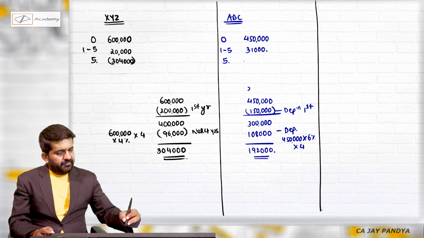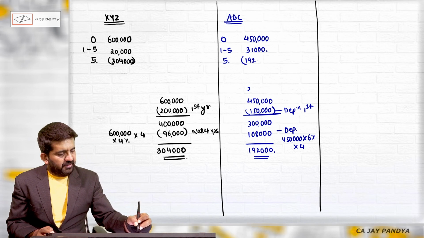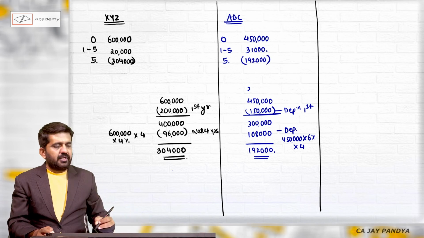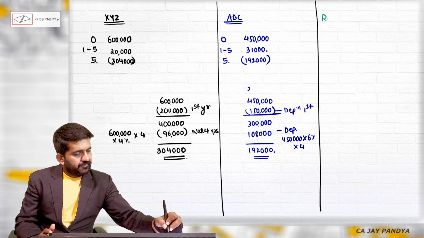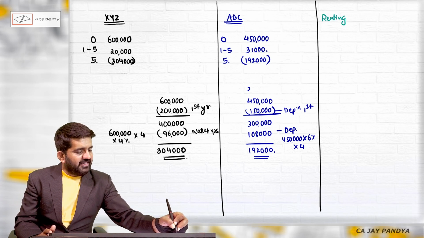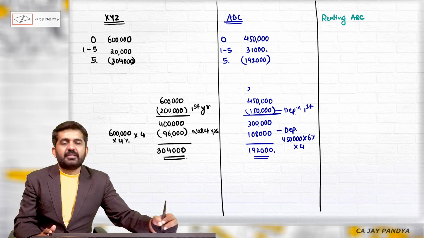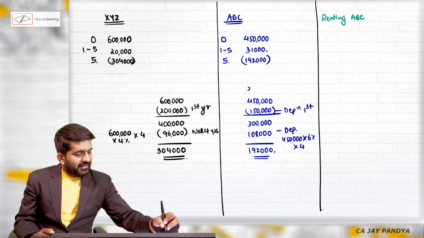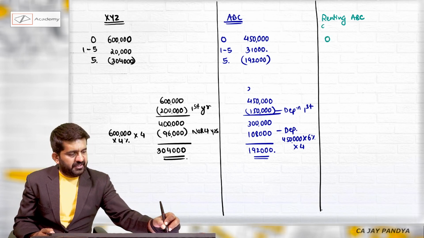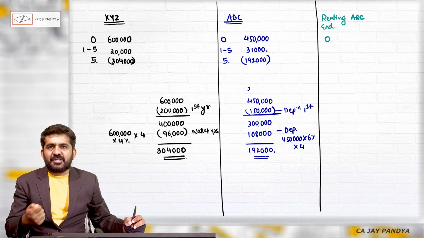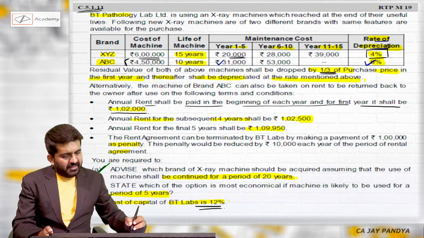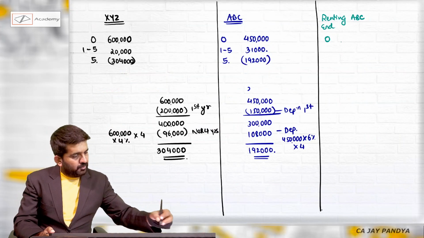This is 1,92,000 rupees. So at the end of 5th year, I will be getting back 1,92,000 rupees. If I go for renting of ABC, at the beginning of the first year, which is the end of the 0 year, I will end up paying 1,02,000 rupees.